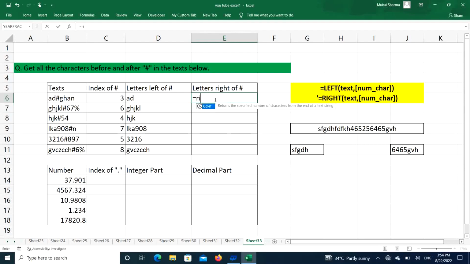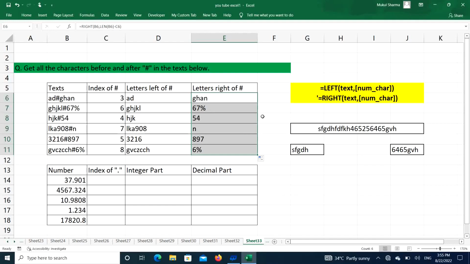Now type the RIGHT formula, select this one, and now in number of characters, that means you need to subtract guys, the length of this text minus the index of the hashtag that is present here, like this. So every time you will get the required number of characters which are present on the right side. Close the braces, execute. You can see guys the correct answer. You can do it for the others also. There you get your answer.